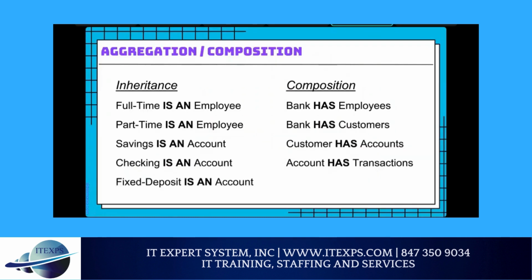Jumping into the basics, our class compositions: we broke it up into inheritance and compositions, where we have full-time as an employee, part-time as an employee, savings as an account, checking as an account, fixed deposit as an account, and then bank has employees, has customers, customer has account, and account has transactions.